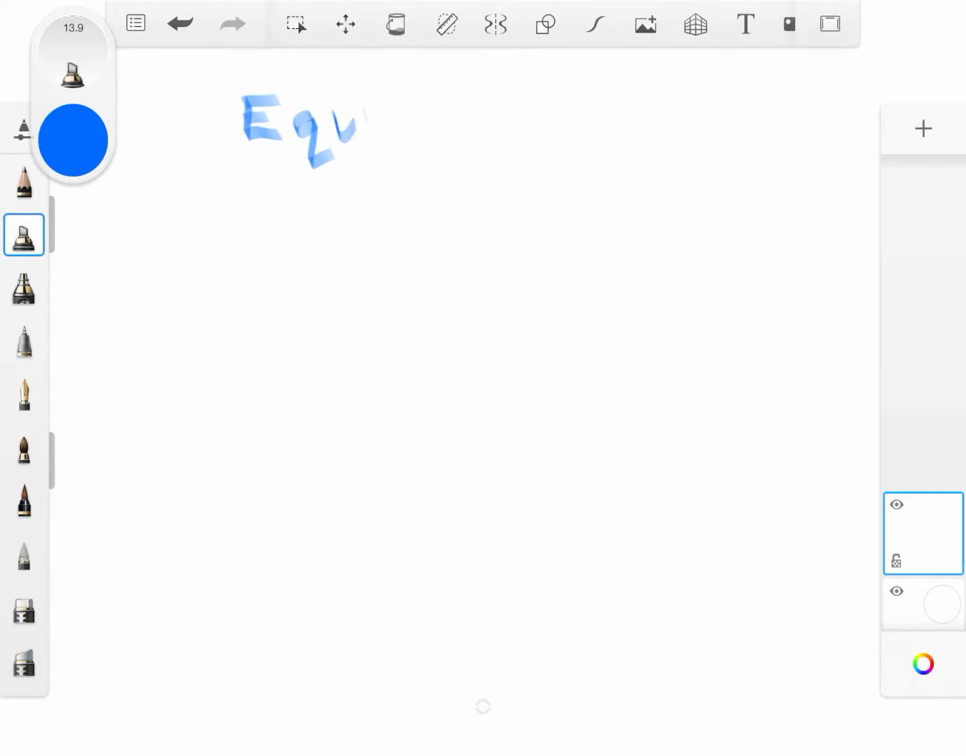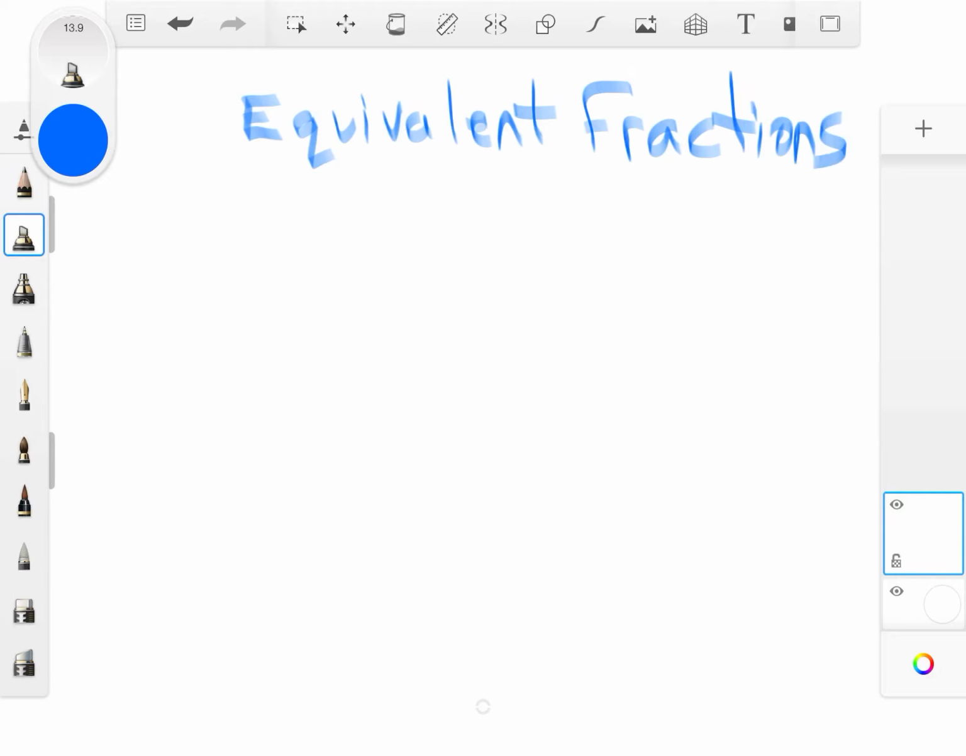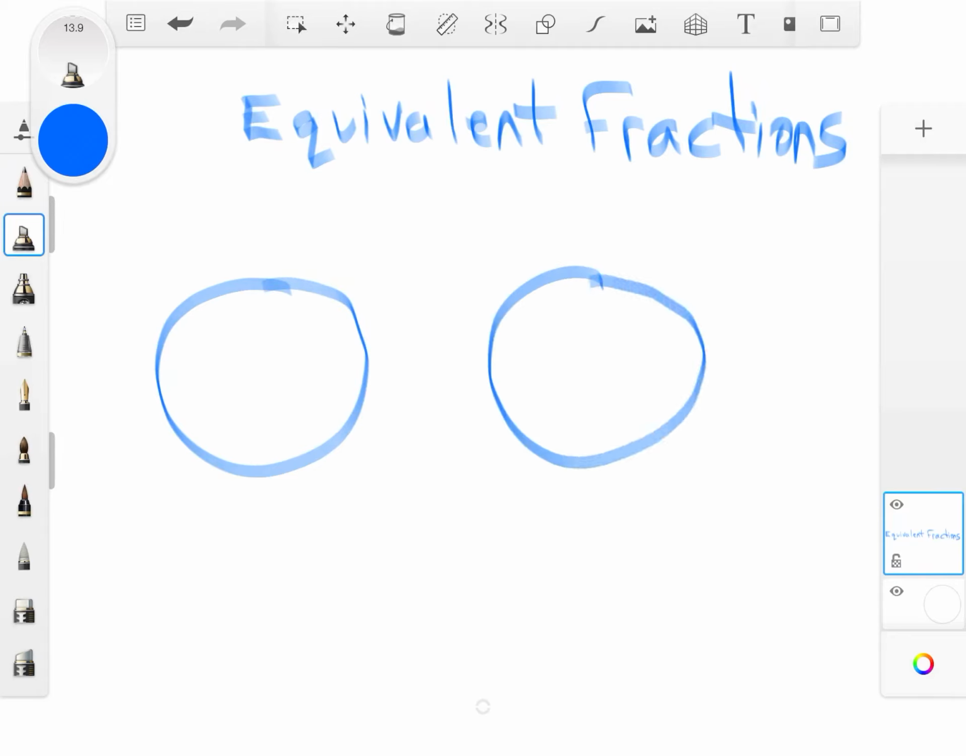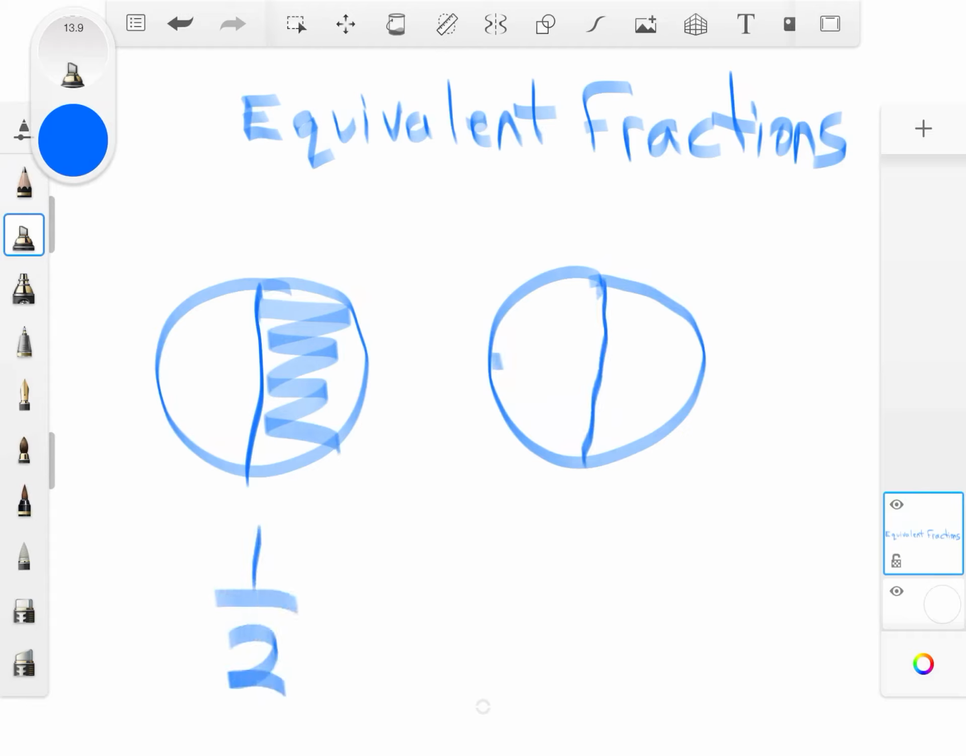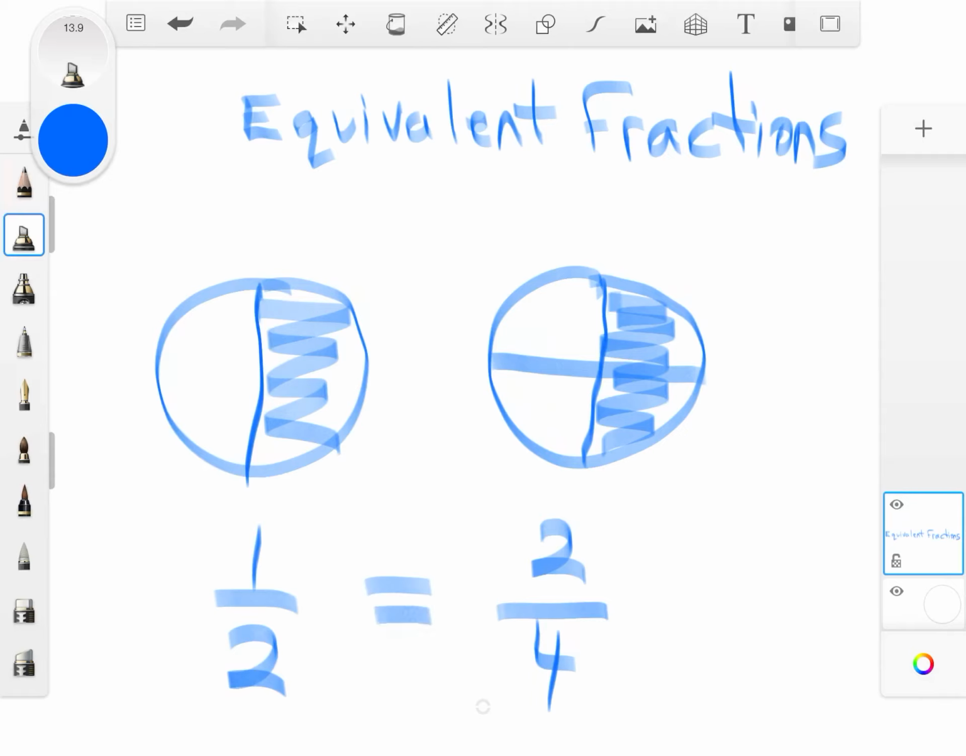Equivalent fractions. Okay, equivalent means the same amount. For instance, we know that's a half. We know this is 2 quarters. 1/2 is equivalent to 2 quarters.